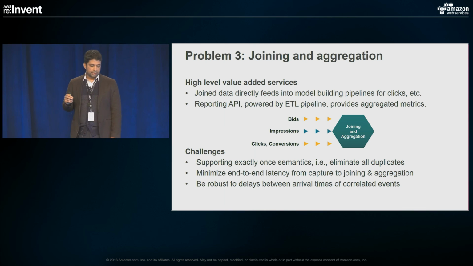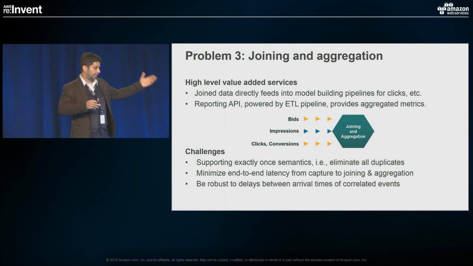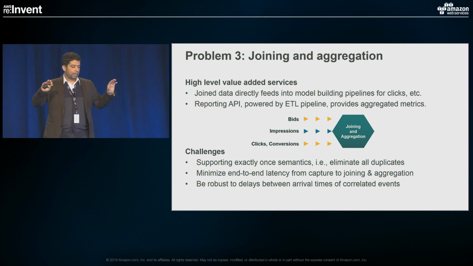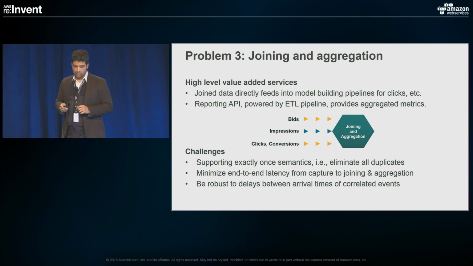And the last challenge is to be able to be robust to delays between the arrival time of correlated events. In ad tech, what happens sometimes is that people load a website, but they don't click on the ad until 2 or 3 hours later. So the correlated events, where a click is correlated to an impression, which is correlated to the bid, happen with a lot of delay between them. Building a system that's robust to the large delay between the arrival of the correlated events is a really hard problem, because this directly translates into how much state you want to store in memory or somewhere else to be able to do the joins effectively.